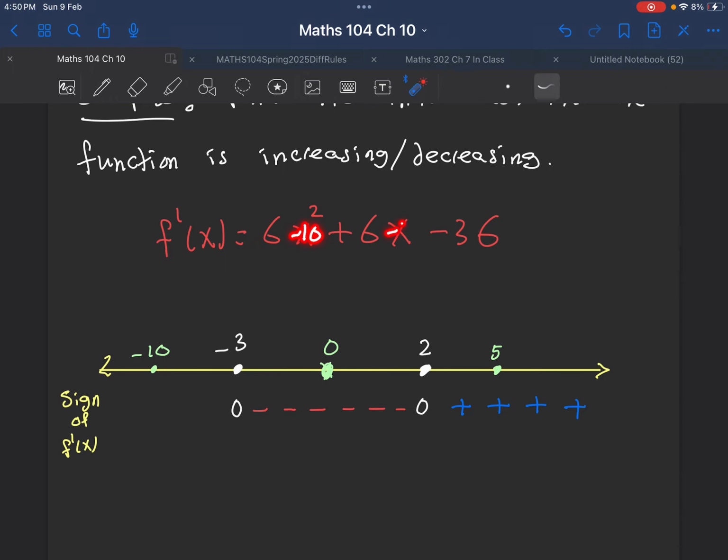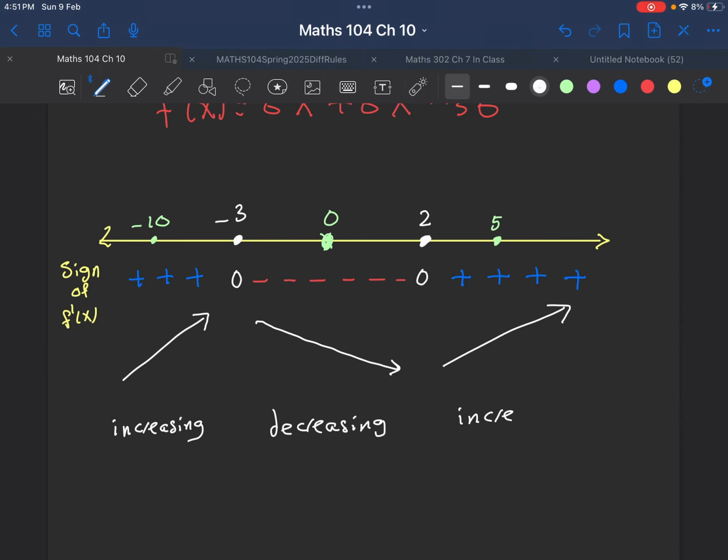Okay, what did we learn after that? We know that the derivative here is positive, so the function is increasing. So I will just draw it as a line going upward, and I will write increasing. What do I know in the middle? It's negative, so the function will be decreasing. And finally, it is positive again, so the function will be increasing. And that's exactly what we have here.